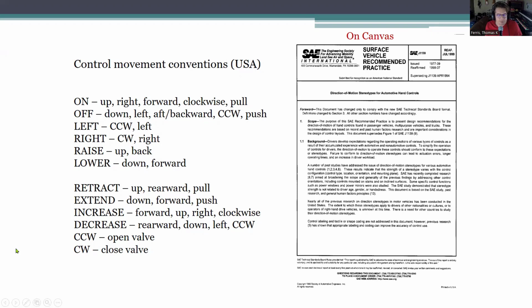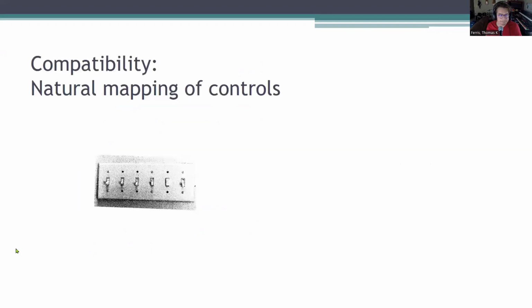There you go. Okay, so it's just some of those standards, and more detail is in the full document on Canvas. Cool. All right. So I talk about this a lot more in 631 in case anybody wants to learn more about that. But the idea of natural mapping between controls and the system you're controlling is a big topic, and I have a lot of great examples about this.